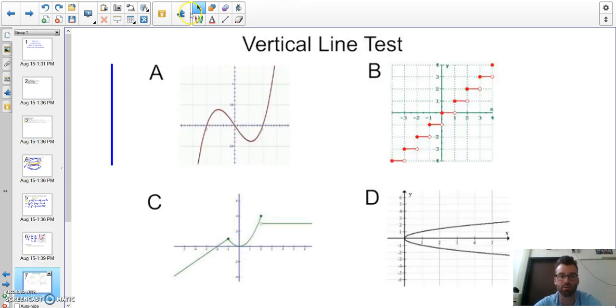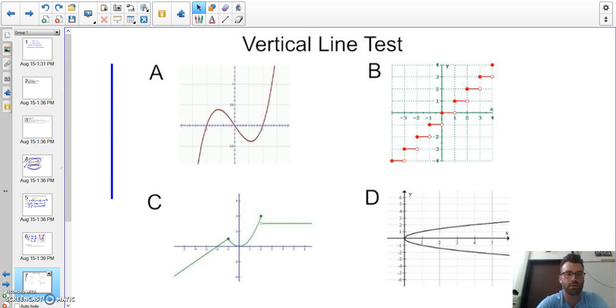I'm sure you've seen, heard of, and or completed the vertical line test multiple times before in your previous math class. So what I want you to do here is go through A, B, C, and D and test to see which relation, which graph, represents a function. Go ahead and pause and do that.